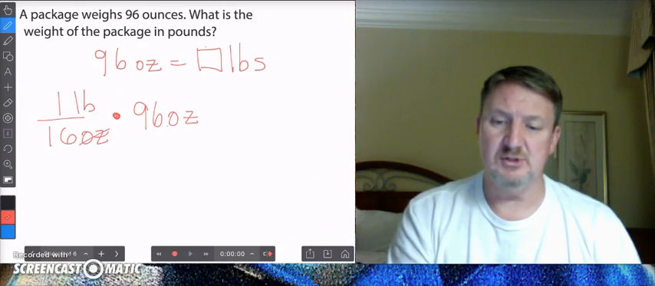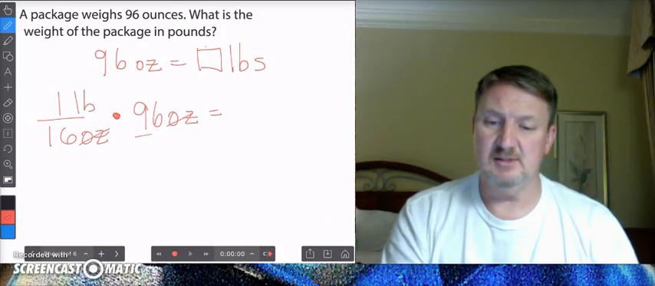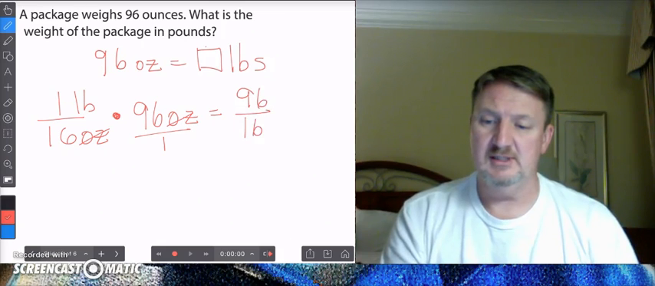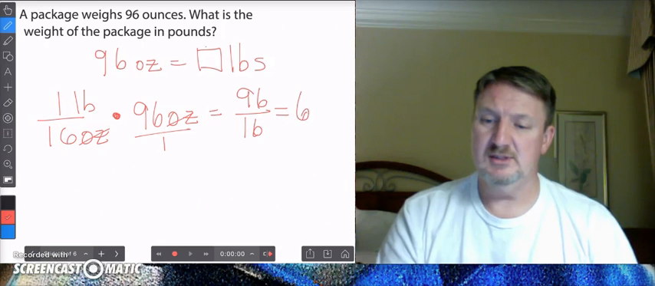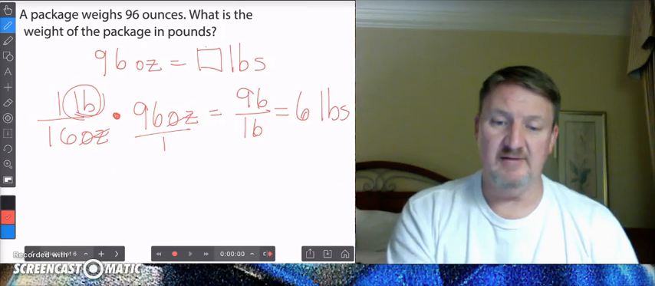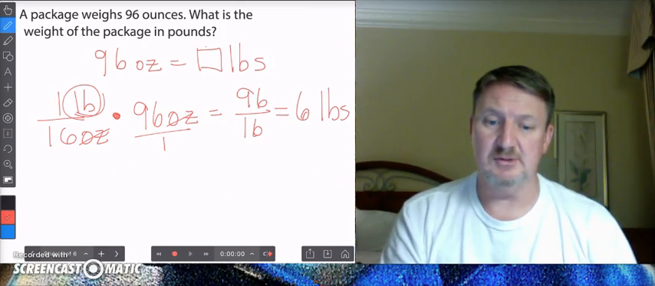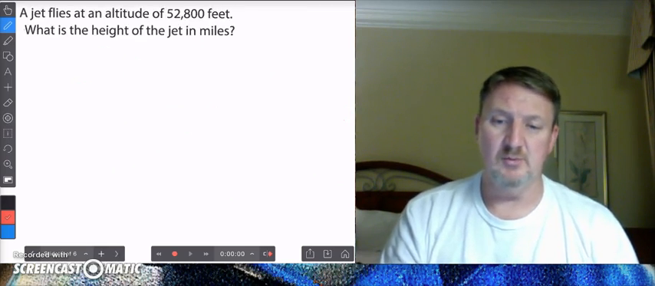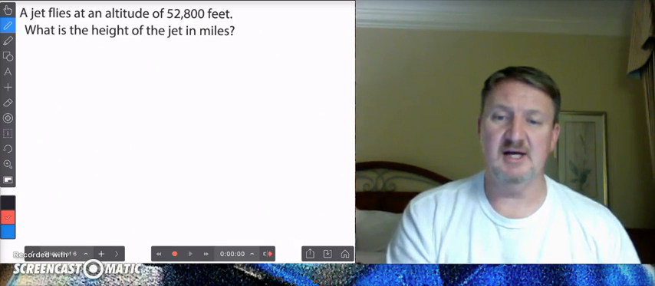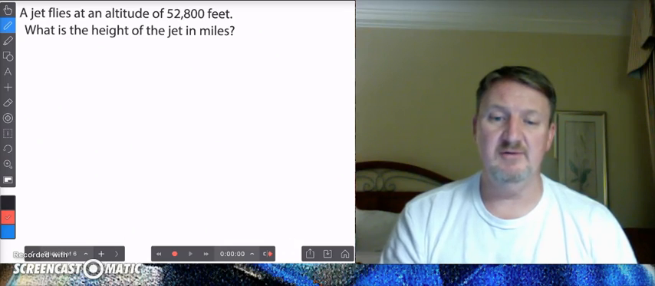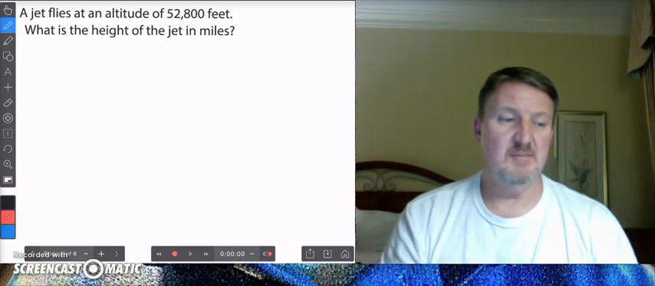All right, my ounces are going to cancel, and that's going to leave me with 1 times 96, because I'm putting this over 1, so I'll multiply the tops. That's going to leave me 96 over 16, and this is going to simplify to 6 pounds. Remember, because what I have left is pounds, so that's what my answer is in pounds. Okay, I'm going to show you one more example, and then I'm going to be done. All right, last one. It says a jet flies at an altitude of 52,800 feet. What is the height of the jet in miles?